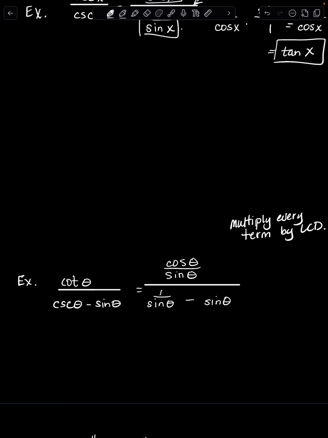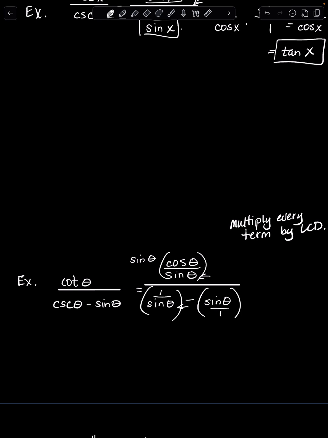So I'm looking at every term here. I've got this fraction, I've got this fraction, and I've got that fraction, right? I'm going to multiply all three of those by the common denominator. And the common denominator of all three of those terms is the sine of theta. This denominator is understood to be 1.